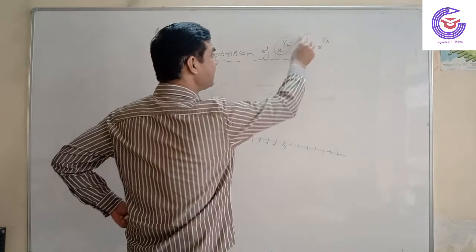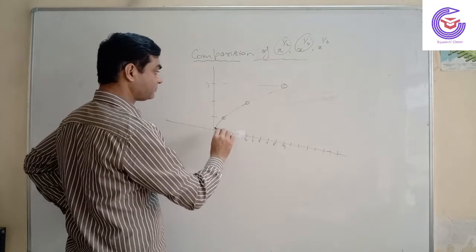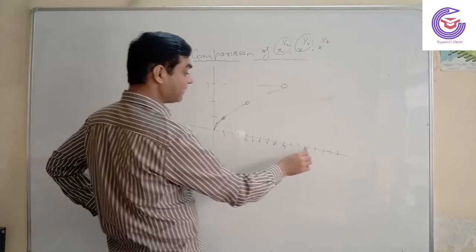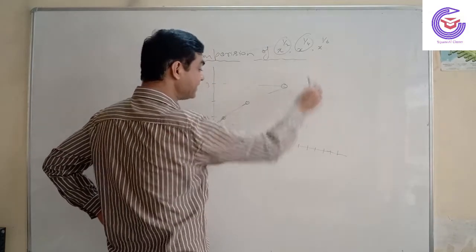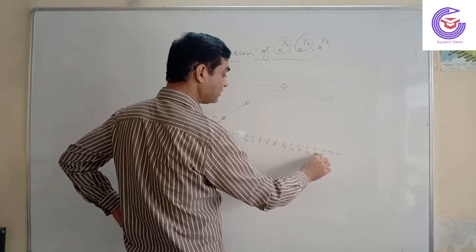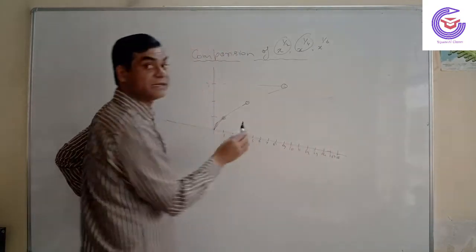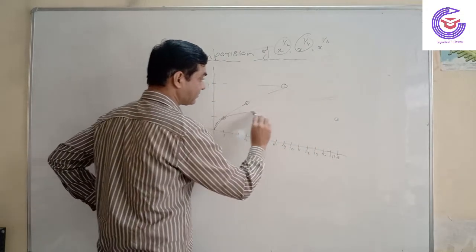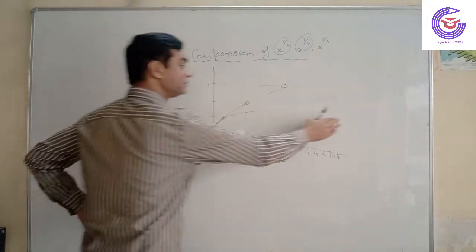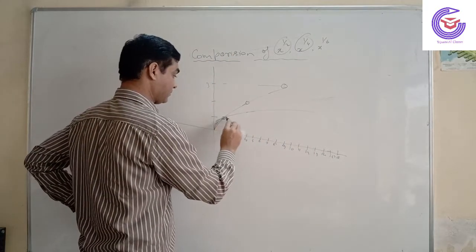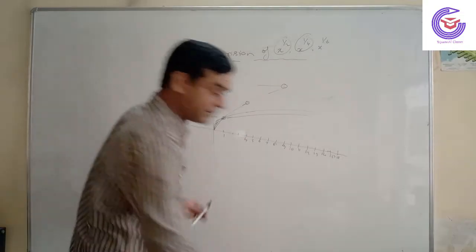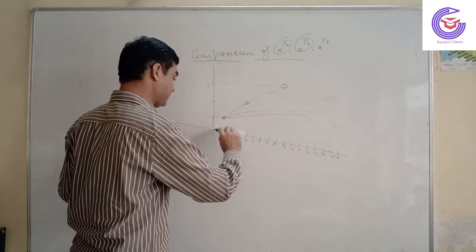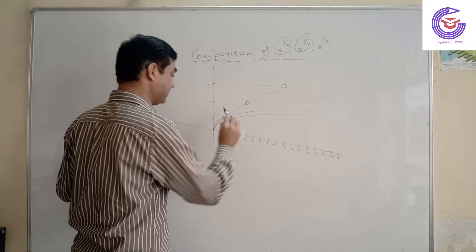For x to the power 1 by 4, how will it look? It will look something like this, because when it is 16, it becomes only 2 here. So this will look something like this. X to the power 1 by 6, like this. So if I make it clearer, this is the first one, this is the second one, the third one.